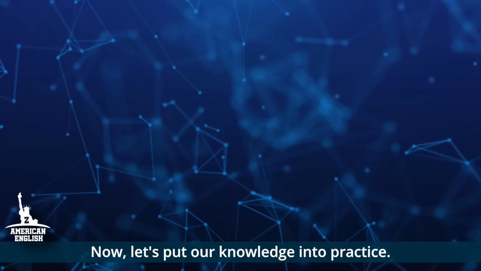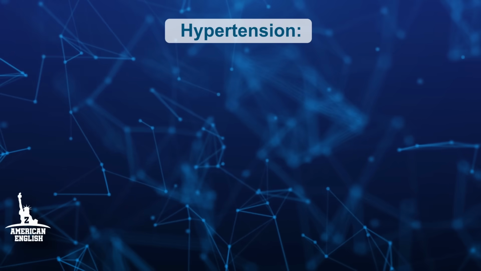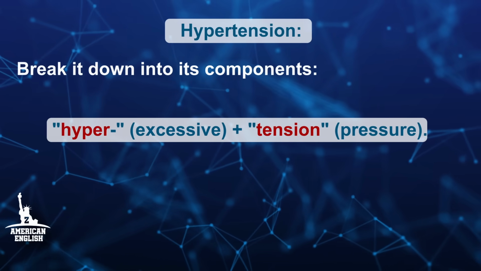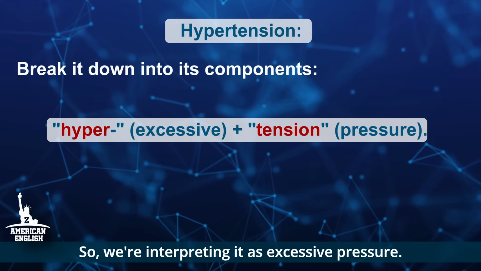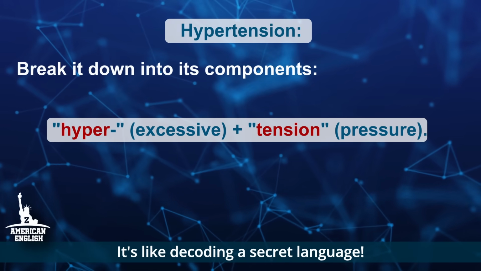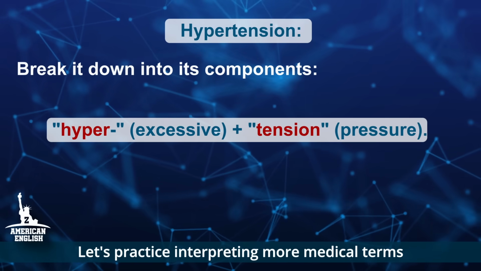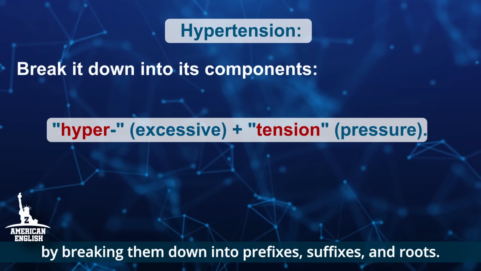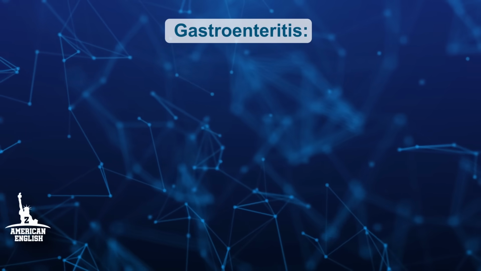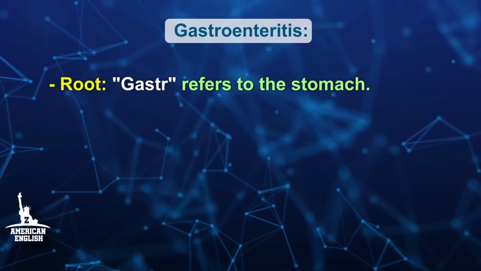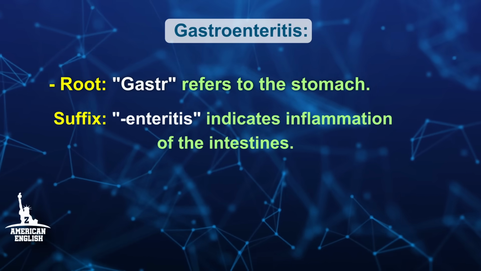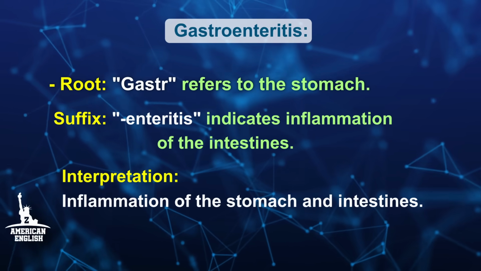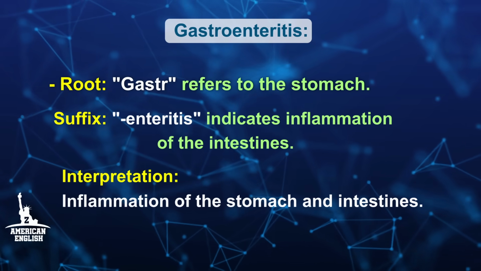Now let's put our knowledge into practice. Take the term hypertension, break it down into its components. Hyper, which means excessive. Tension, which means pressure. So we're interpreting it as excessive pressure. It's like decoding a secret language. Let's practice interpreting more medical terms by breaking them down into prefixes, suffixes, and roots. Number 2. Gastroenteritis. Here we have the root gastro, refers to the stomach, and the suffix enteritis indicates inflammation of the intestines. Here the interpretation should be inflammation of the stomach and intestines.